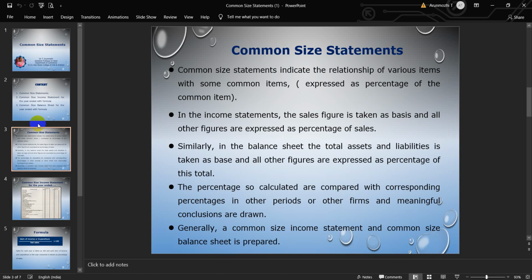It overcomes the limitations of comparative financial statements by enabling the analyst to understand the changes that have taken place from year to year in relation to the total of the group, say assets, liabilities, sales, etc. It is also known as the common percentage or 100%. It mainly includes common size profit and loss and common size balance sheet.